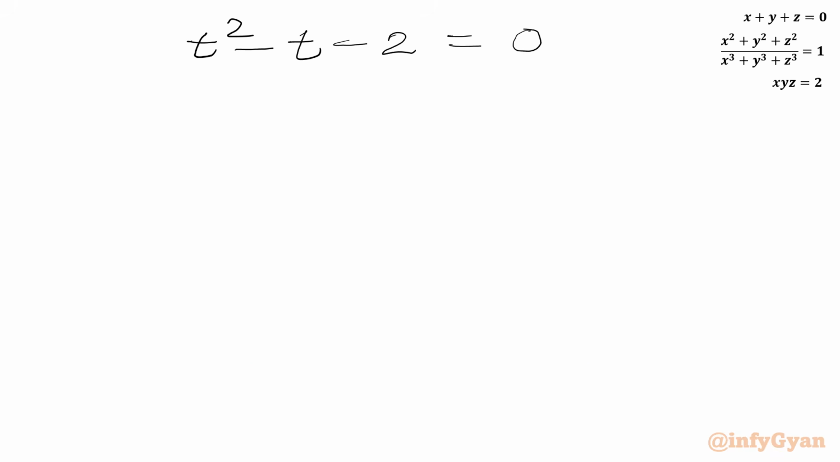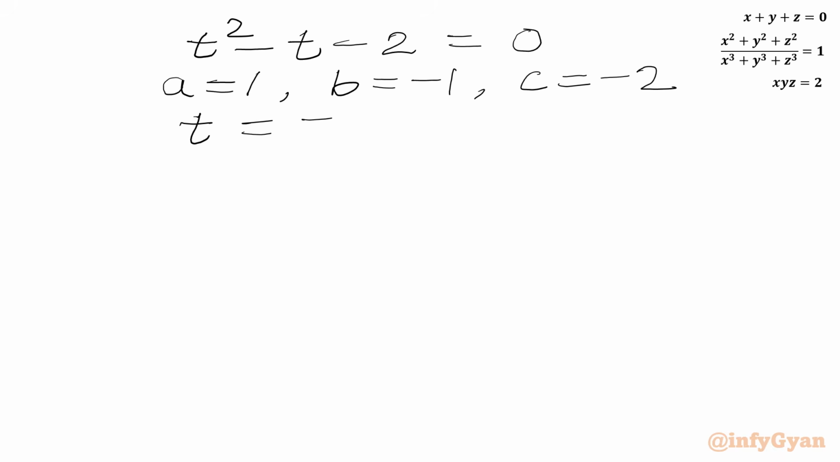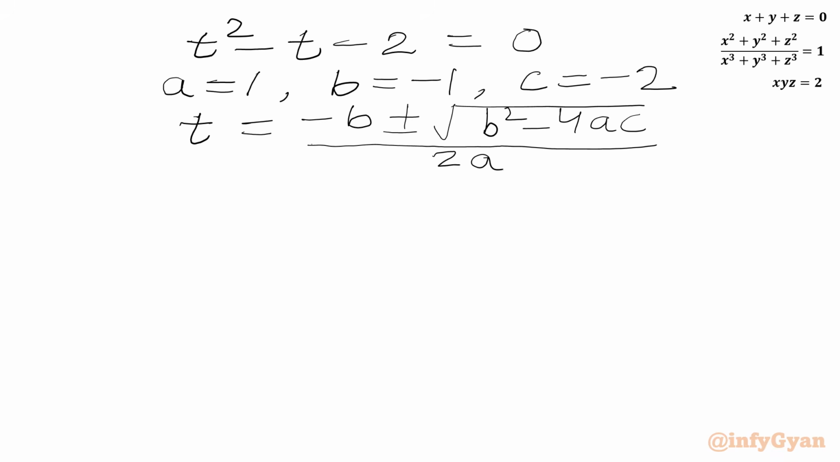Now we can use quadratic formula. We can write the value of a, b and c. A is coefficient of t square, value is 1. B is coefficient of t, value is negative 1. C is constant, we will write minus 2. Let us use quadratic formula: minus b plus minus square root of b square minus 4ac over 2a.